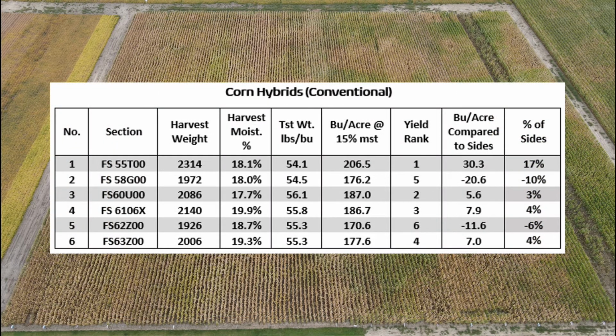Of the conventional hybrids, the top yielder was the FS 55T00 at 206.5 bushels per acre.